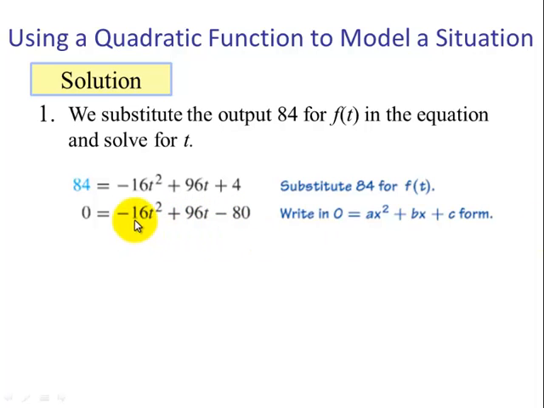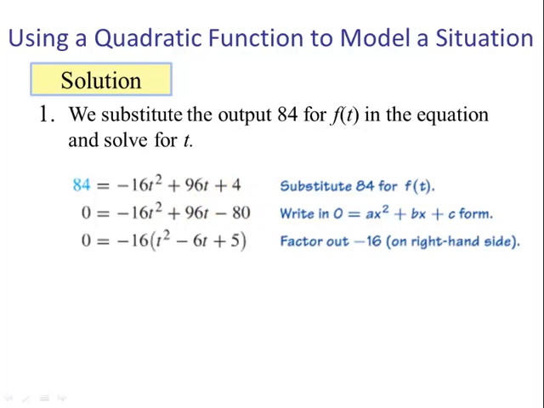Negative 16 will divide into each term, so negative 16 is a factor. Now when we factor out a negative 16, don't forget to change the signs. So we'll now have 0 equals negative 16 times t squared minus 6t plus 5. The next step is we want to factor this trinomial.